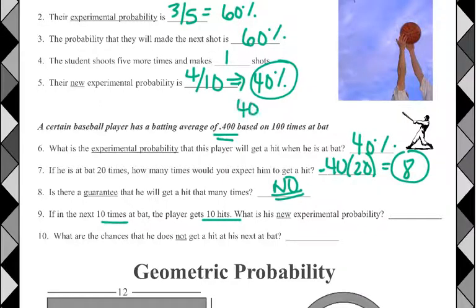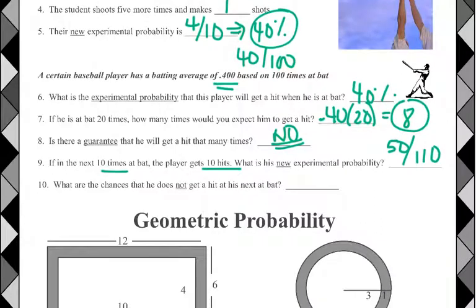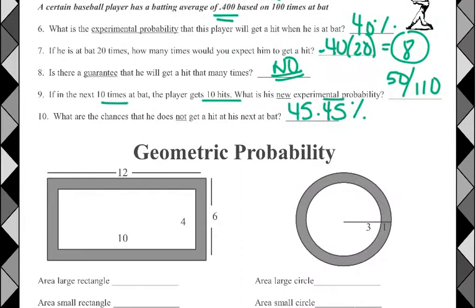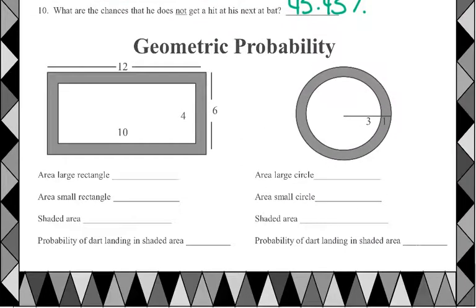So this original was 40 out of 100. Another 10 out of 10 would be like 50 out of 110, right? 50 out of 110, I could reduce that. That turns out to be 45.45 repeating percent. So they got an increase in their experimental probability. It's basically like how your grades are in this class. It's a running total. And I know I'm going fast here, but I just want to finish out this experimental probability using the geometry.